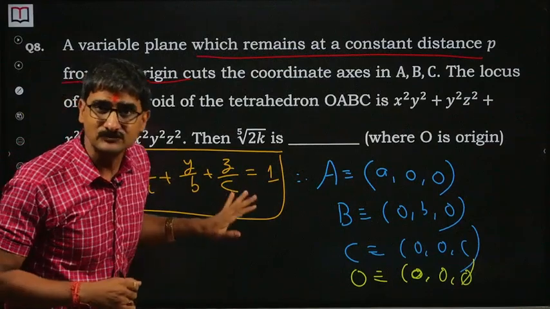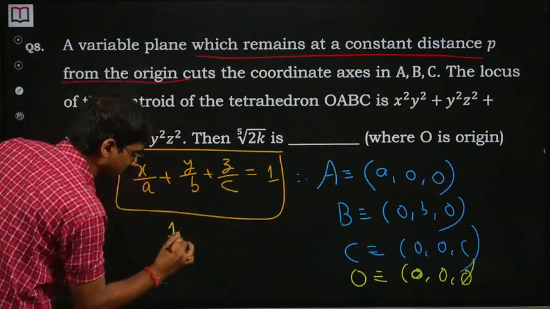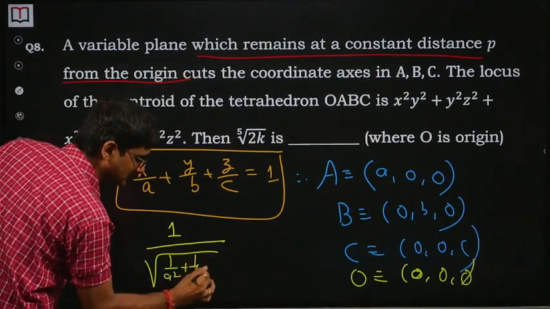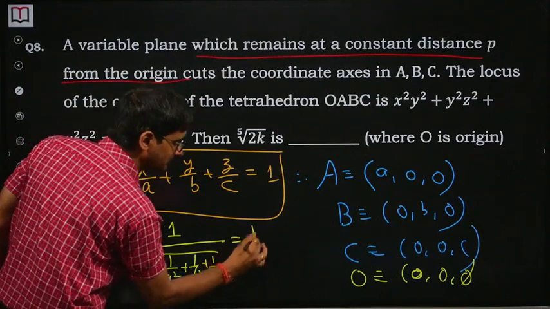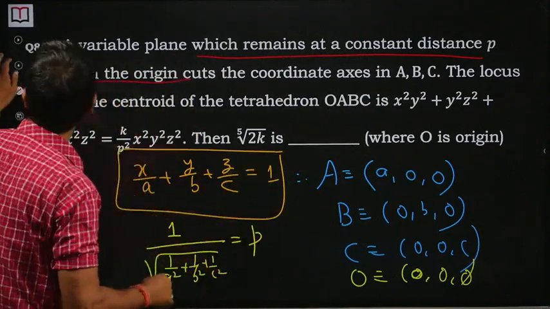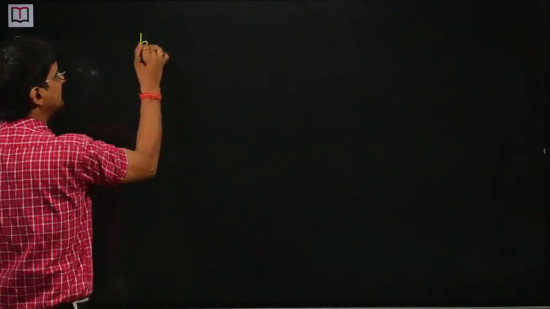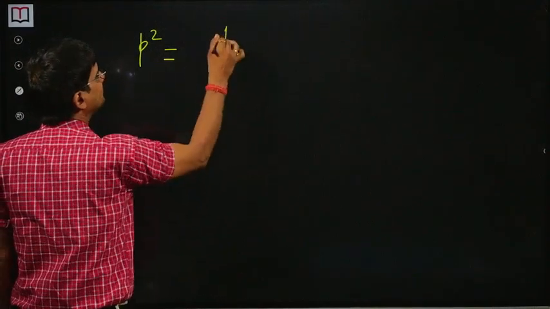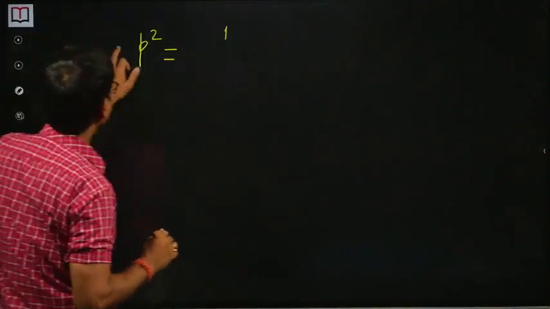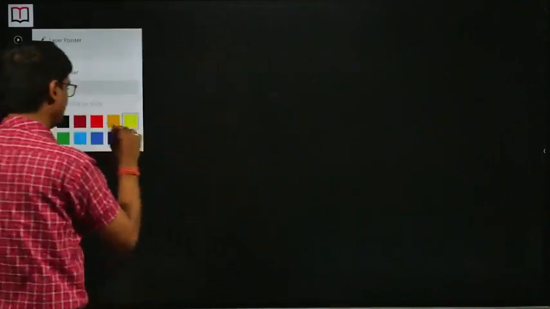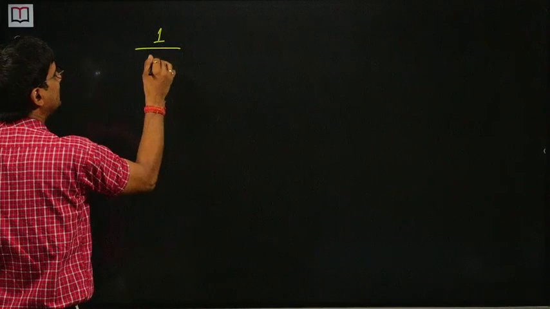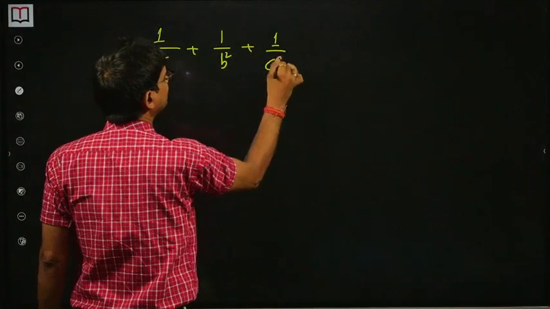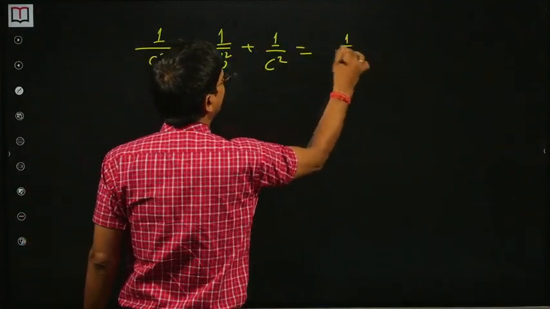So the distance of this plane from the origin is nothing but 1 upon the square root of (1 by a square plus 1 by b square plus 1 by c square), which is equal to p. Cross multiply and squaring, I will take p square to the denominator here. So it will be 1 upon a square plus 1 upon b square plus 1 upon c square is equal to 1 by p square.